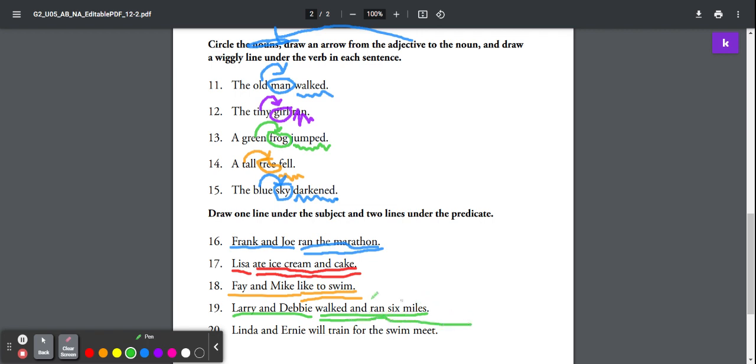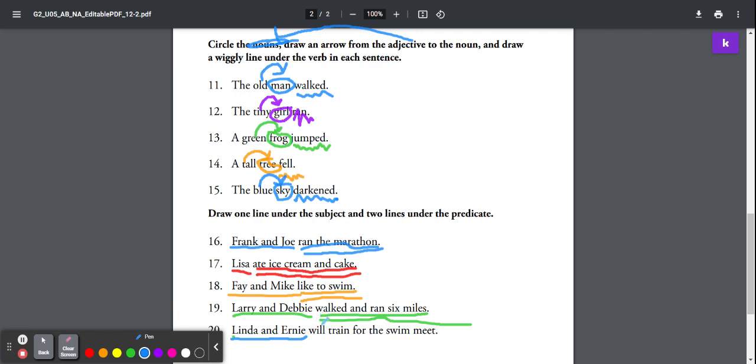All right, let's finish off with the last one. Linda and Ernie will train for the swim meet. Who is my subject? Linda and Ernie. So I have a compound subject. And what will they do? They will train for the swim meet.